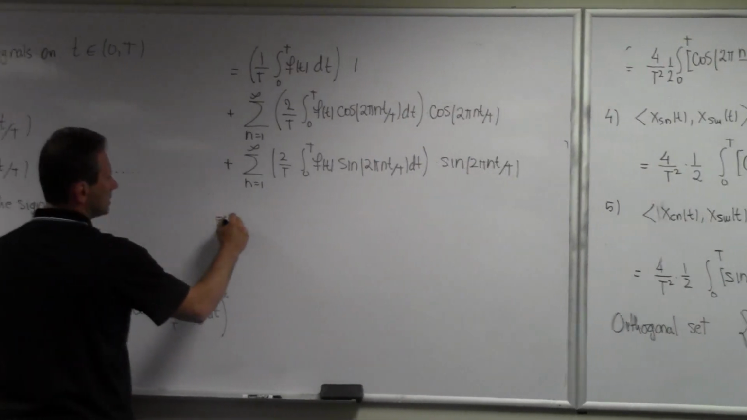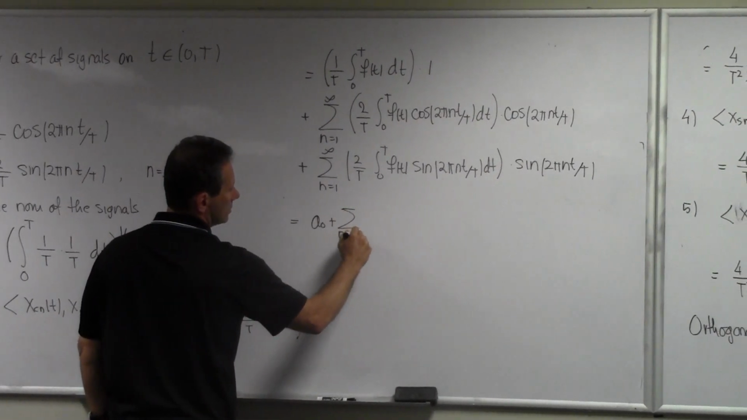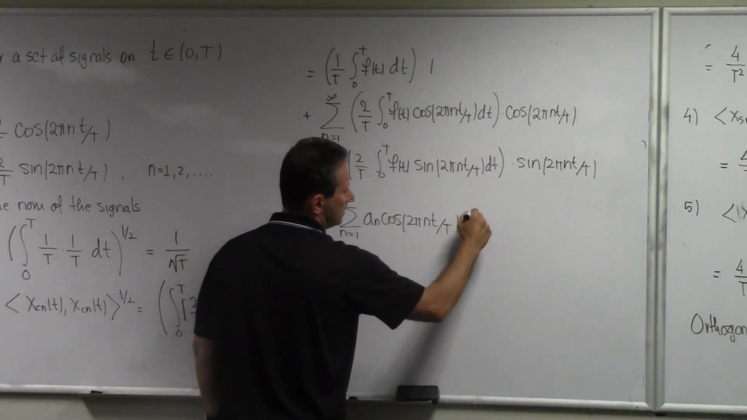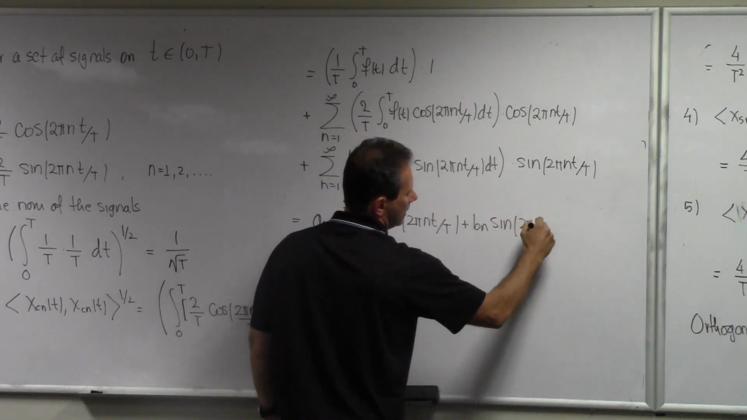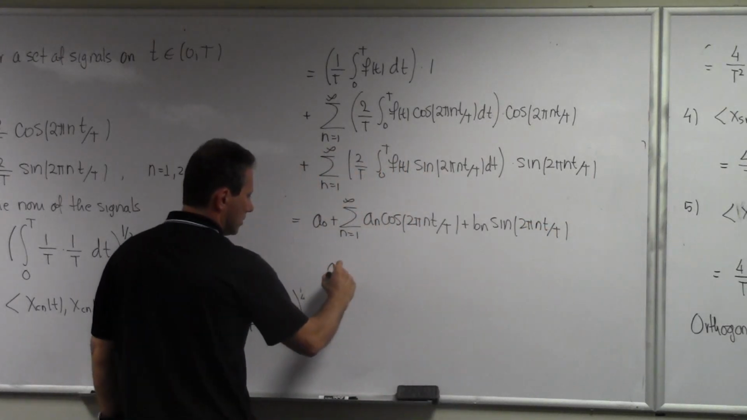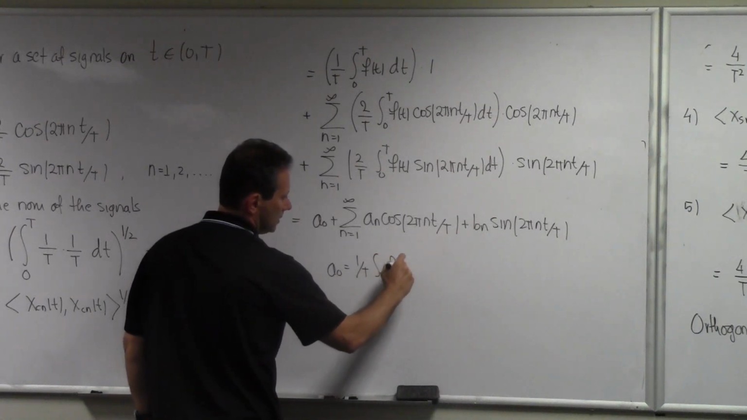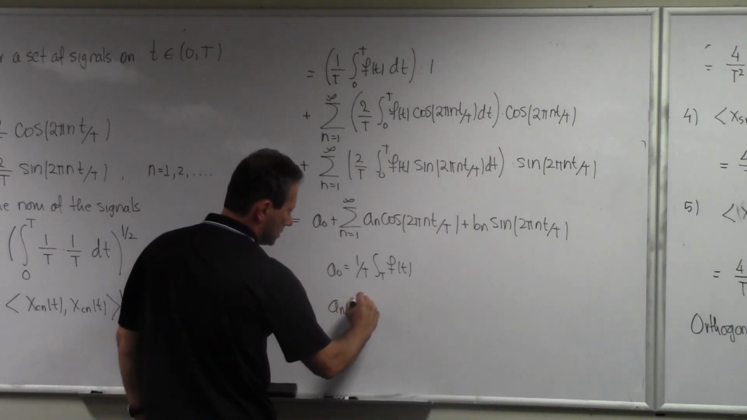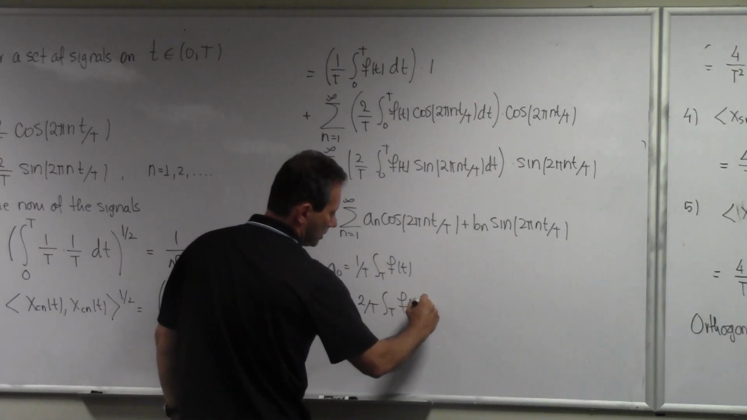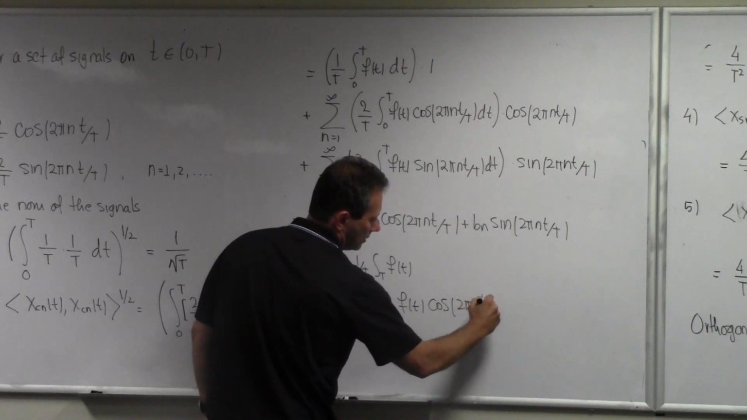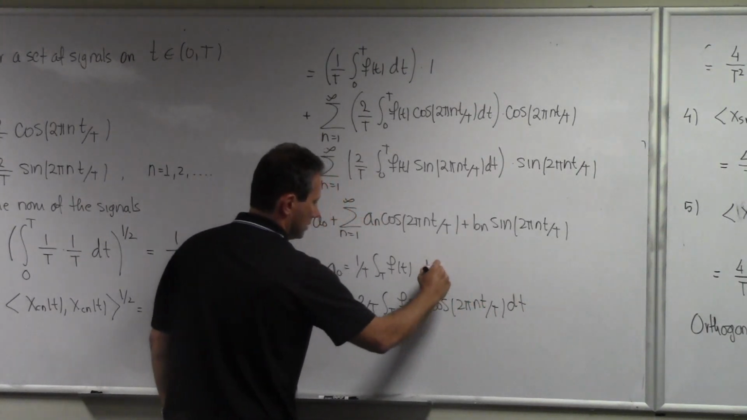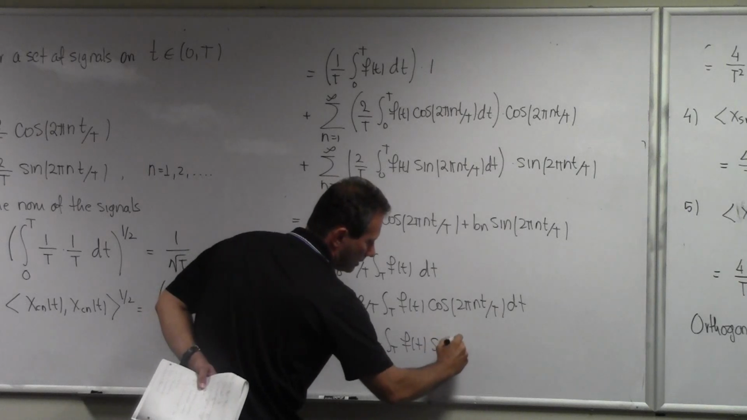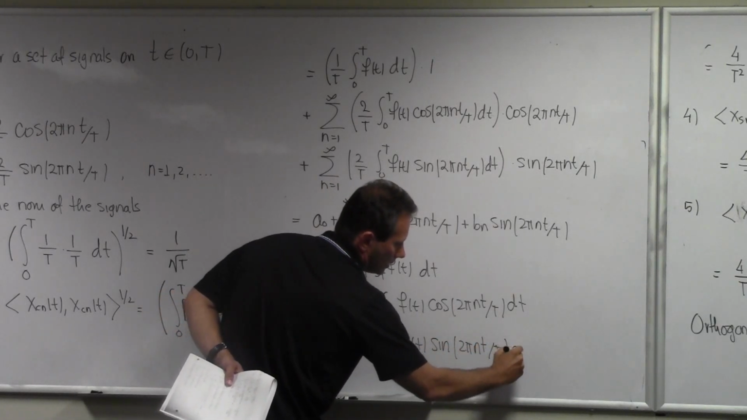In shorthand notation, I'm going to say this is A0 plus the sum n goes from 1 to infinity, an cosine 2 pi n t over capital T plus bn sine of 2 pi n t over capital T, where A0 is equal to 1 over T, integral over T f of t, and an is equal to 2 over T, integral over T f of t cosine 2 pi n t over T dt, and bn is 2 over T, integral over T f of t sine 2 pi n t over T dt.